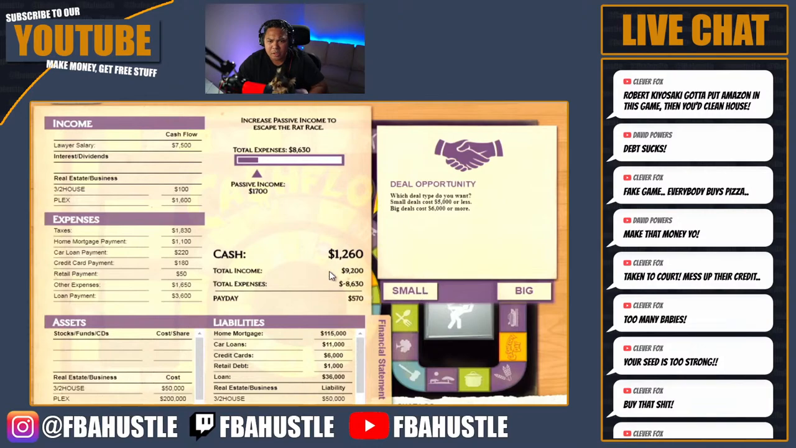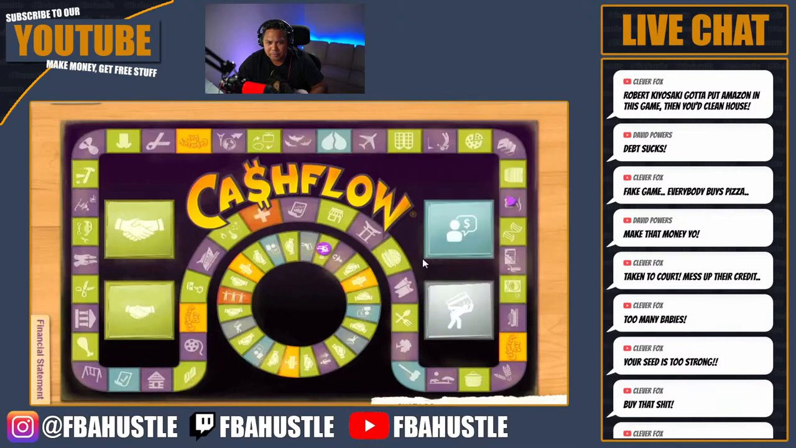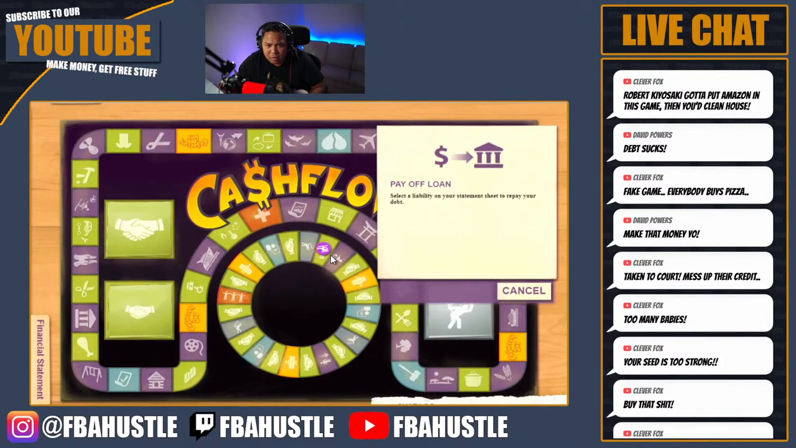Opportunity small. We've got 1200 cash on hand. We gotta knock this down. No more deals. So we're here. I think part of this, whatever you call this wheel, you'll land on more expenses or doodads than the other side. I'm not sure which side that is, or maybe that's not the case.